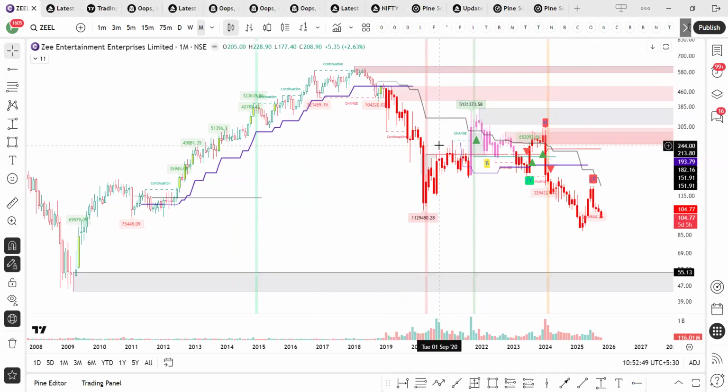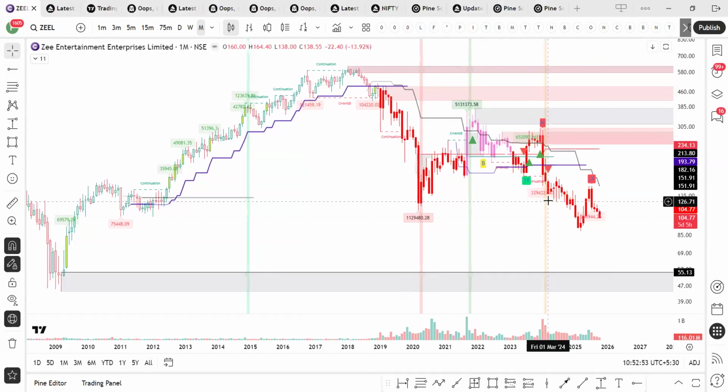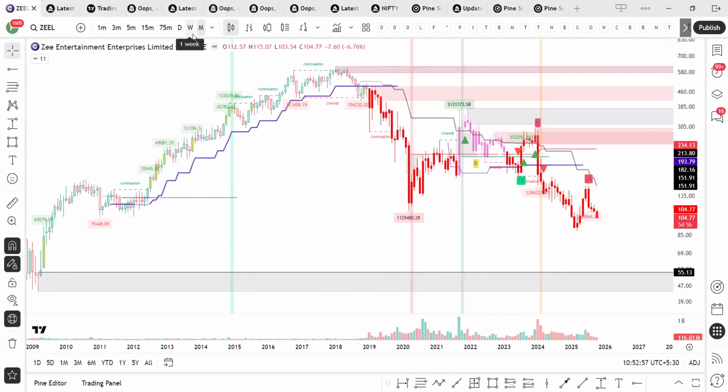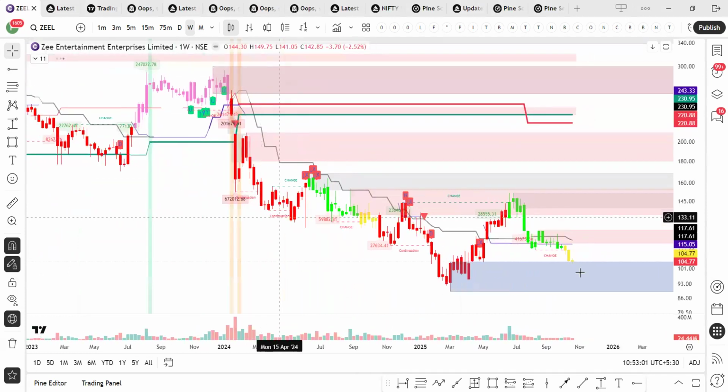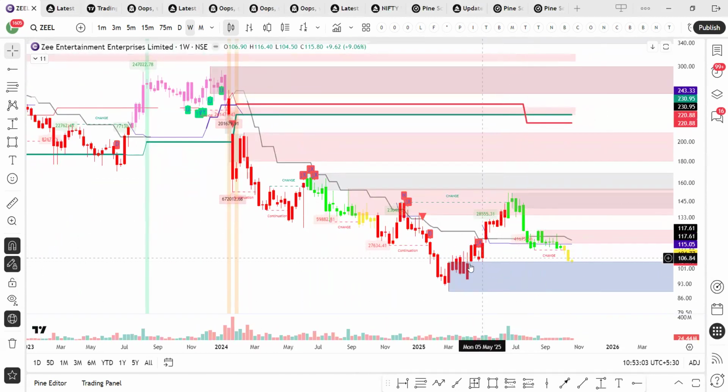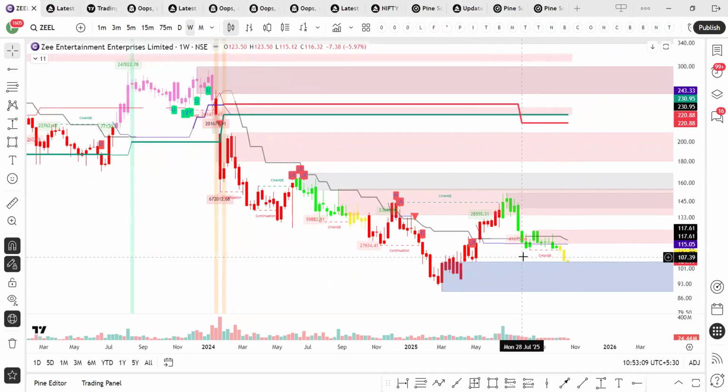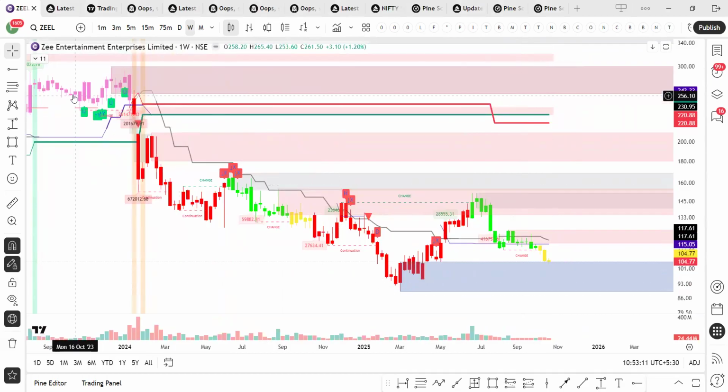If it reaches there, will I buy? I will not. But 55.13 is the buying area on the monthly chart. On the weekly chart, the trend has turned up and it has reached a buying area. If we plan to buy here, the stop loss is a weekly close below 90.